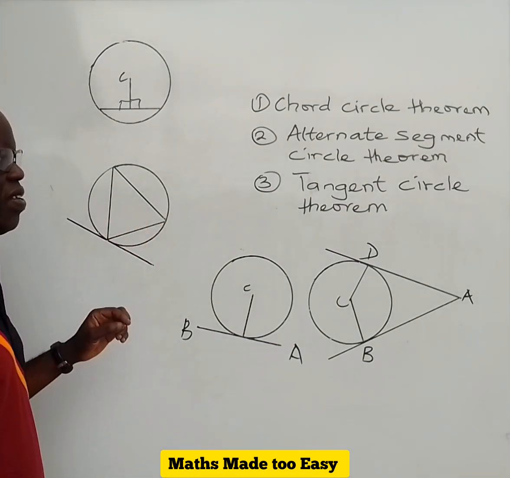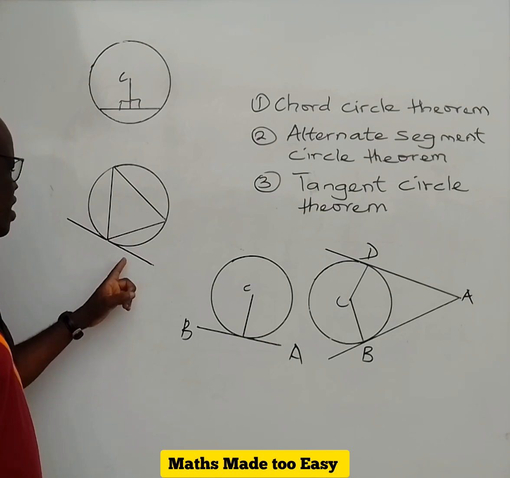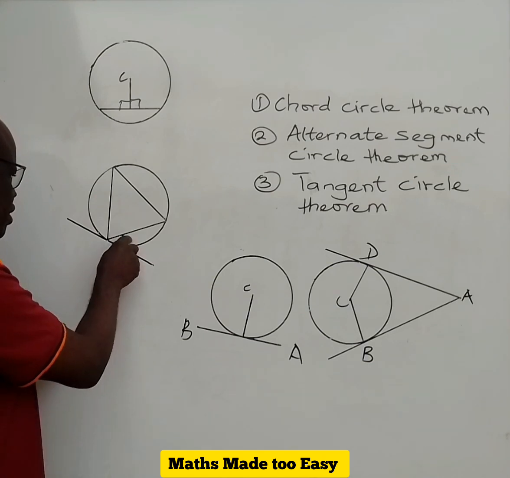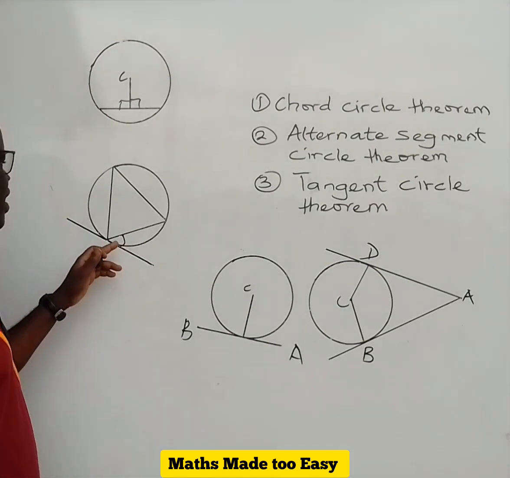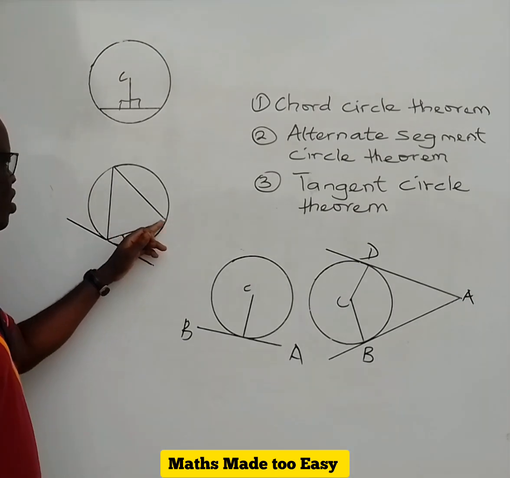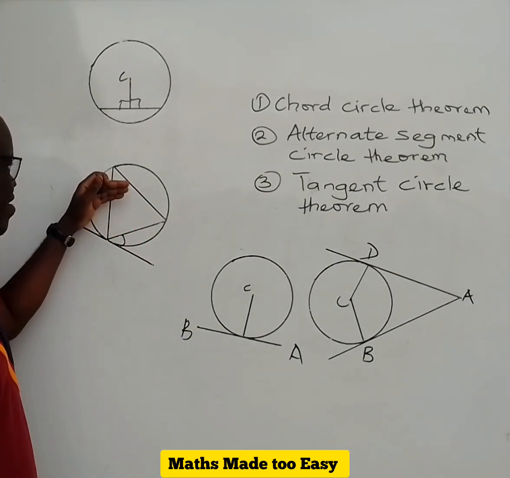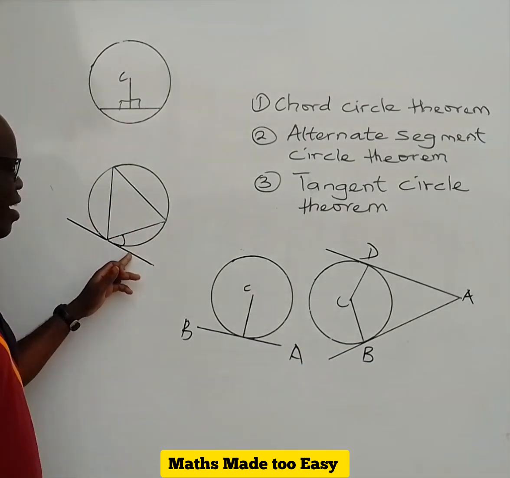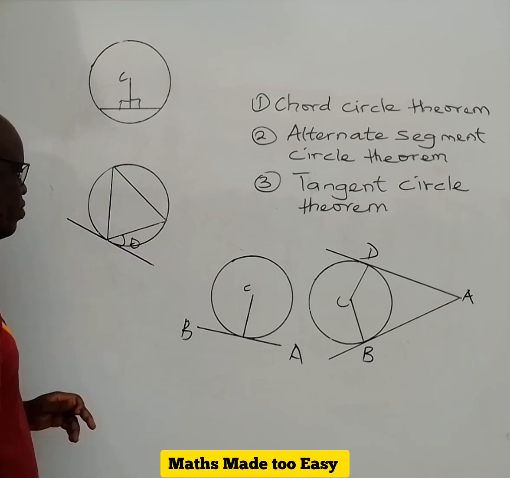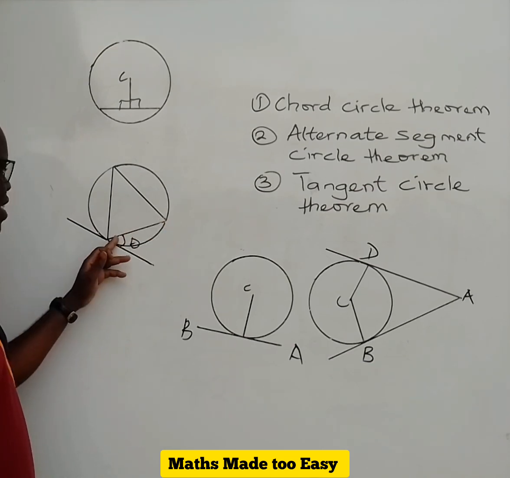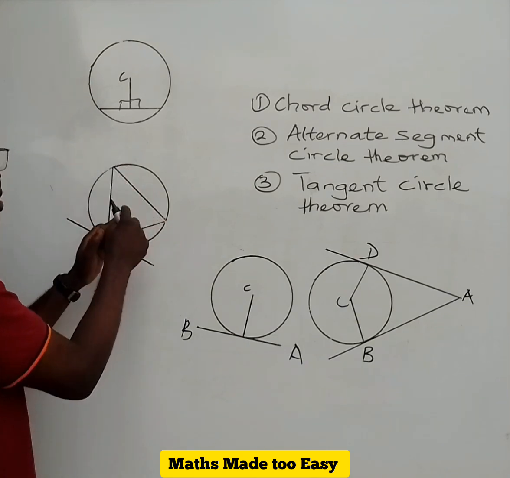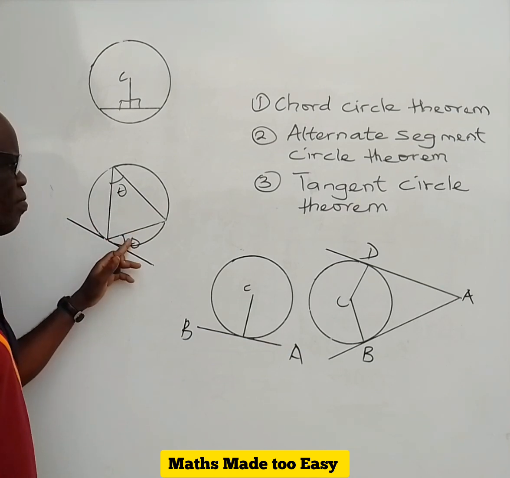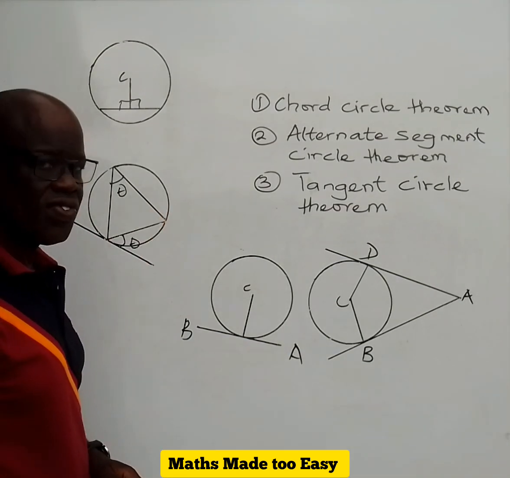Now, what is the alternate segment circle theorem saying? It's saying that the angle that lies between this chord and this tangent is equal to the angle subtended by this chord in the alternate segment, that is in this other part. Once again, the angle that lies between the chord and the tangent, let's call that one theta, is equal to the angle subtended by this chord in the alternate segment. So which means theta here is the same thing as theta here. That is the second circle theorem.